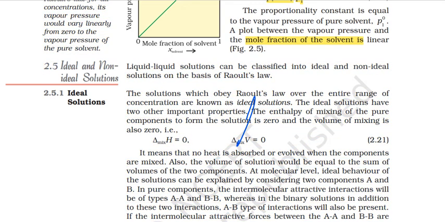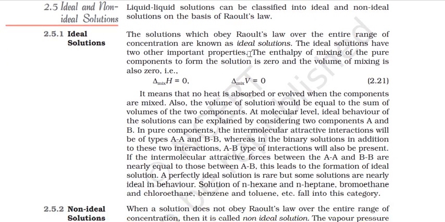So, the solutions which obey Raoult's law, now it's very easy. Ideal ones are those which obey Raoult's law, meaning in which the vapor pressure will be directly proportional to the mole fraction, as we have been doing. Those solutions which obey that are the ideal ones, and those that do not are the non-ideal ones. Easy. So, the solutions which obey Raoult's law over the entire range of concentration are known as ideal solutions. The ideal solutions have two other important properties.